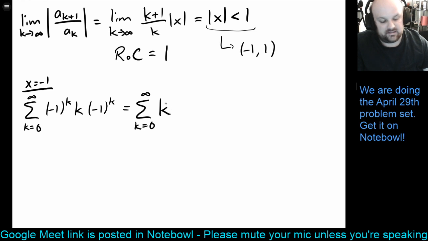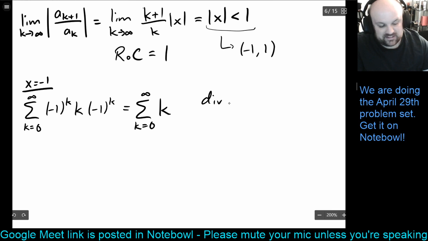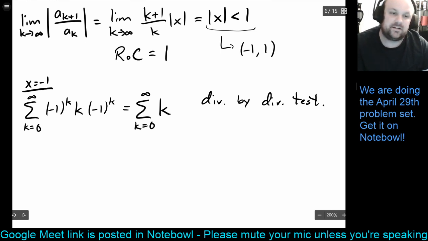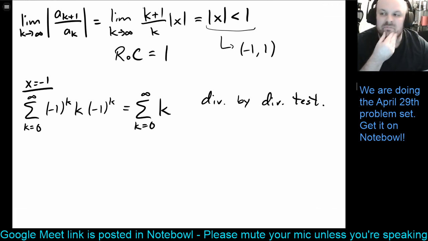And this sort of diverges by common sense. If you just add 0 plus 1 plus 2 plus 3 plus 4 plus 5, that's going to go to infinity. But you could say this diverges by the divergence test. Well, any questions about that?